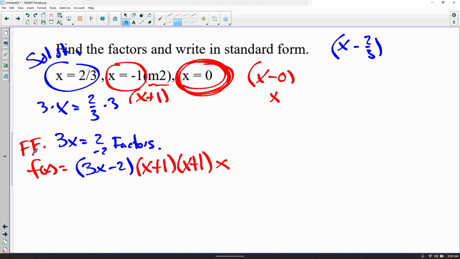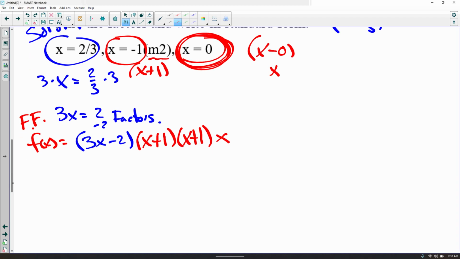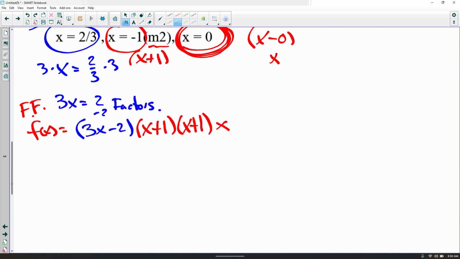You can put parentheses around if you want. You can. It doesn't matter. It's not necessary.